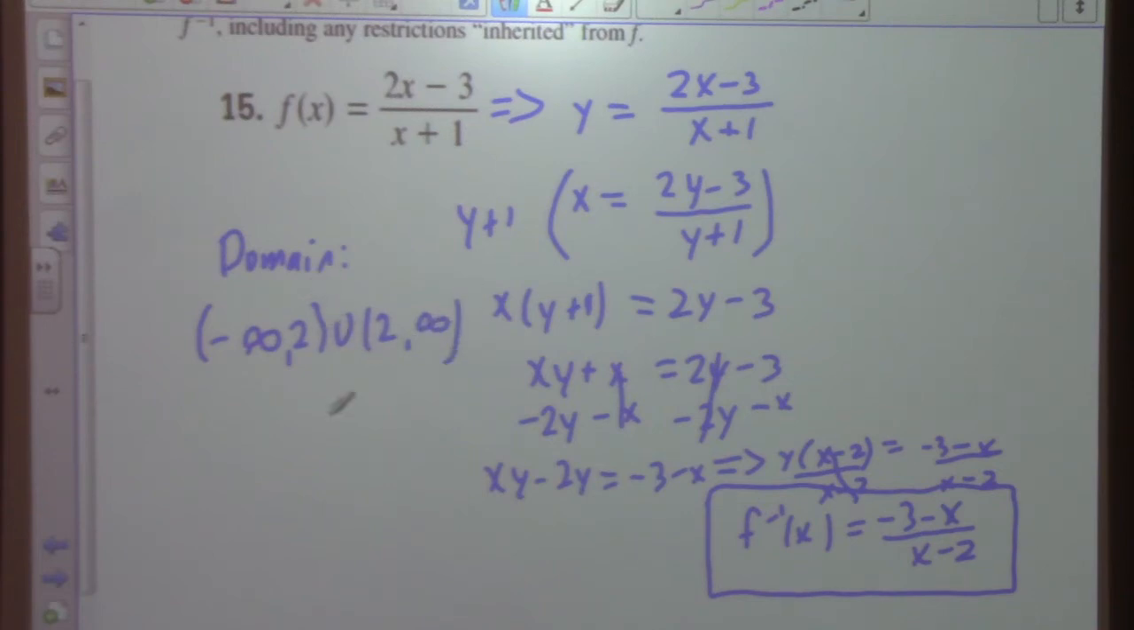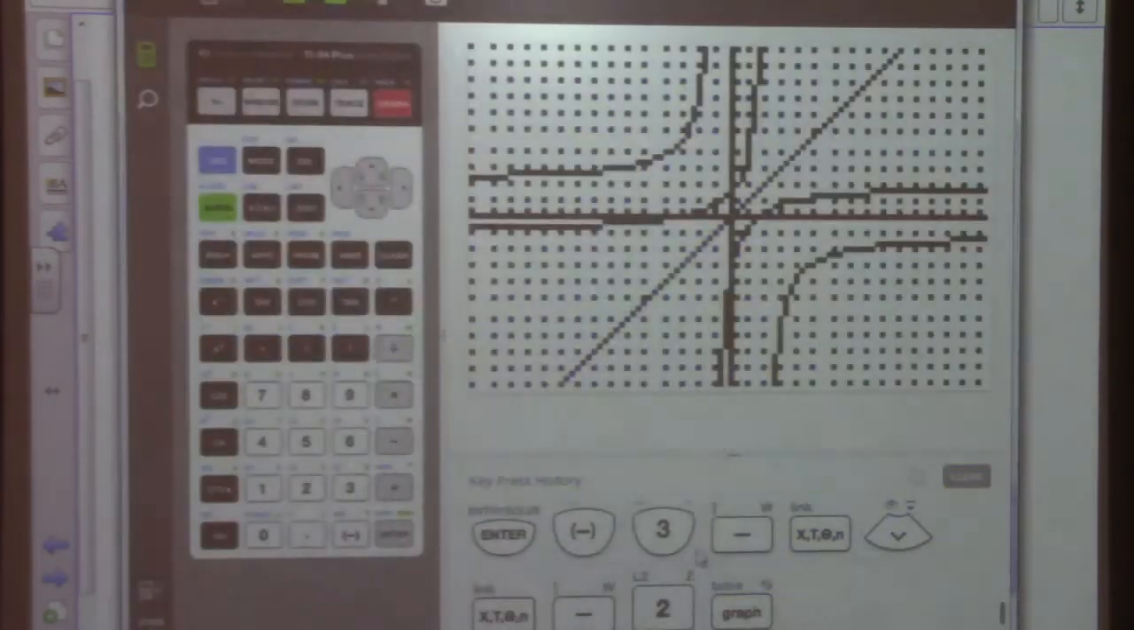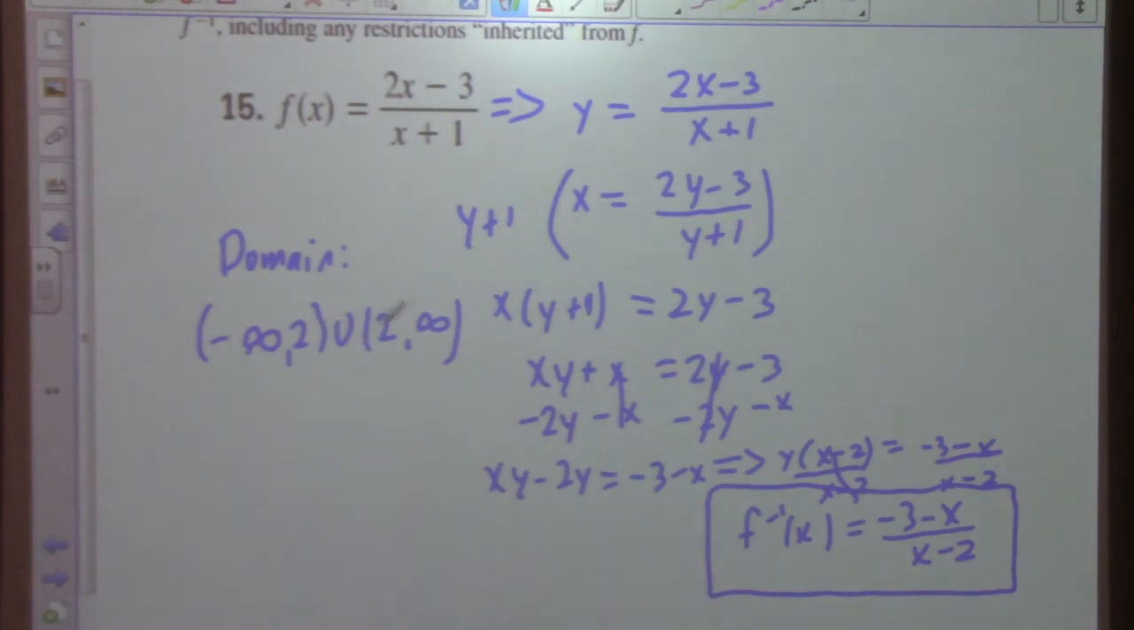We should see a vertical asymptote at x equals 2, and we should see a horizontal asymptote at y equals negative 1, right? So we go back here, and we see a horizontal asymptote at y equals negative 1, that's from the original, and we see a vertical asymptote at x equals 2. Yeah, that's what it was, right? x cannot equal 2. Yeah, that's right. So that works out.